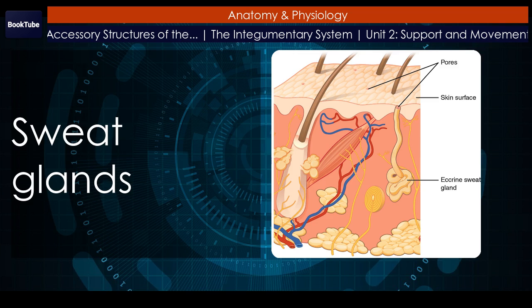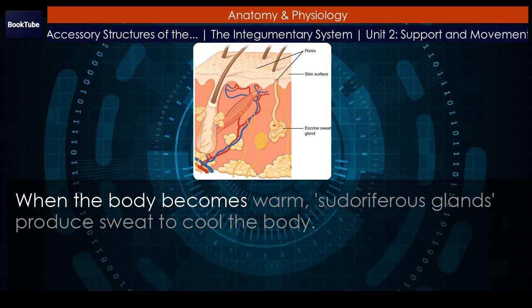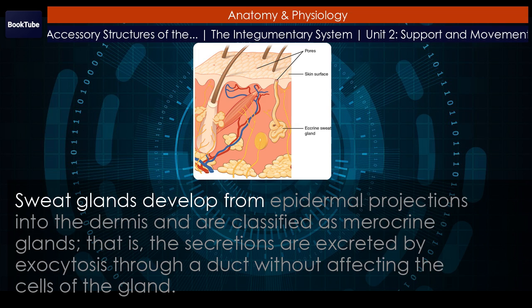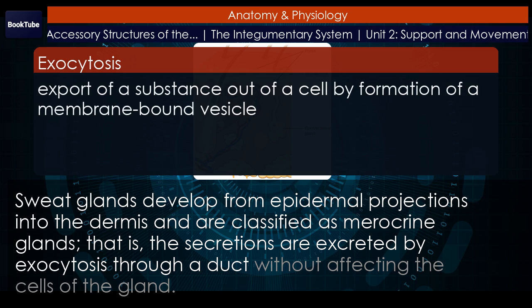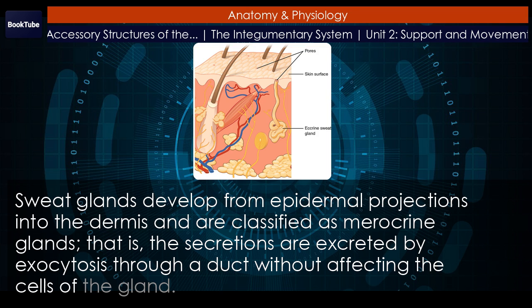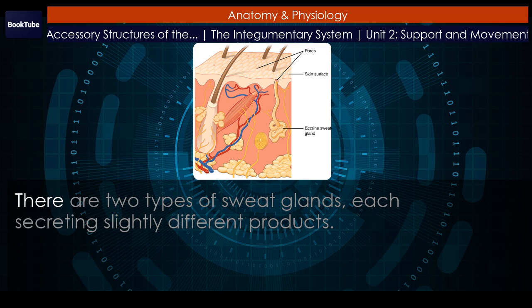Sweat glands. When the body becomes warm, sudoriferous glands produce sweat to cool the body. Sweat glands develop from epidermal projections into the dermis and are classified as merocrine glands. That is, the secretions are excreted by exocytosis through a duct without affecting the cells of the gland. There are 2 types of sweat glands, each secreting slightly different products.